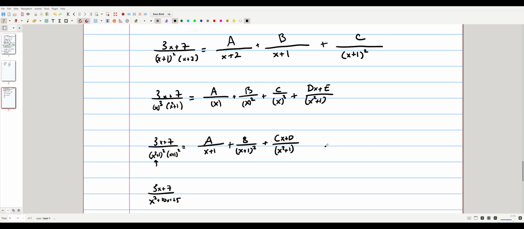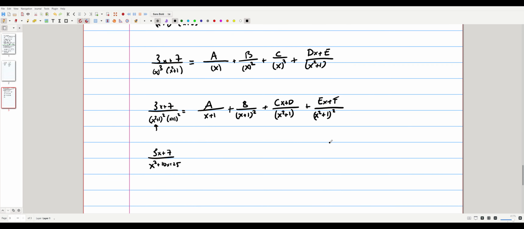And then because we have it to the second power, we have to account for that and create another one of these, x squared plus 1 squared. It's still, inside the parentheses, a power of 2, which means our numerator must be a power of 1 because it can only be 1 less than it. And because we have to account for all of the powers, we have to create a new fraction with possibly different coefficients.